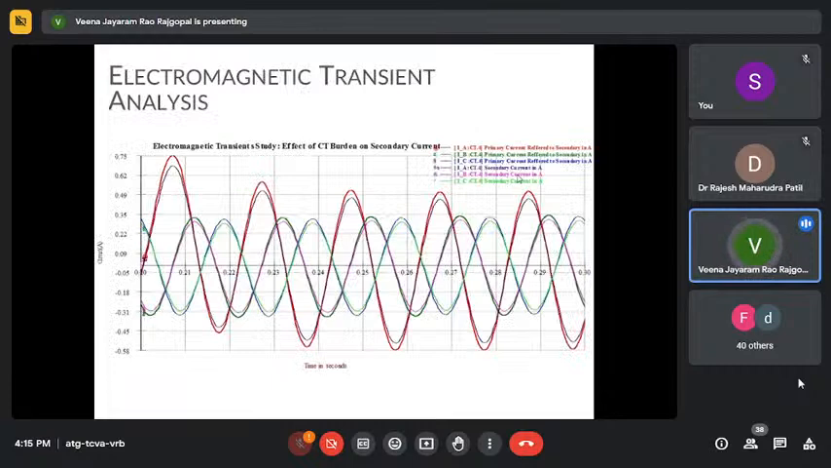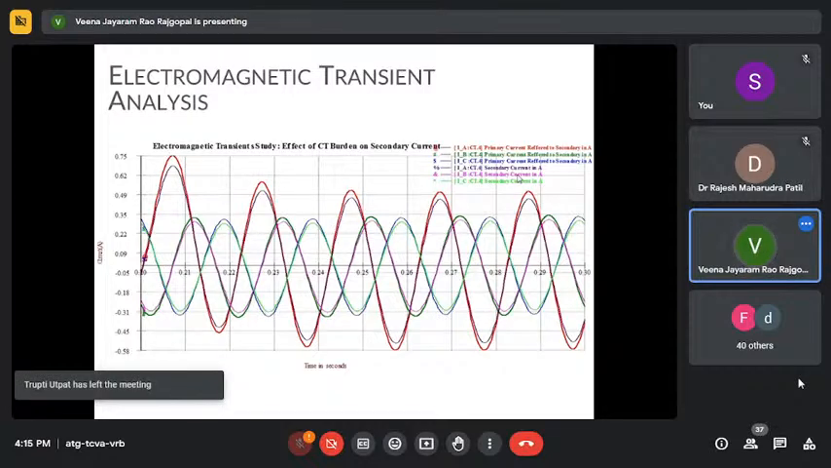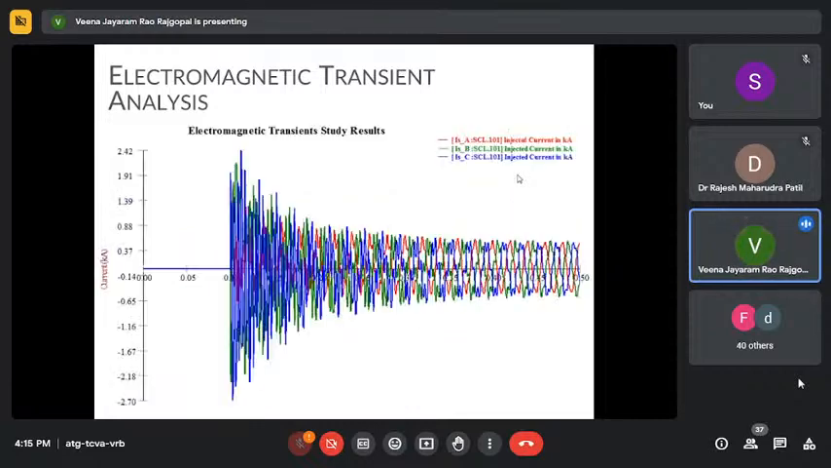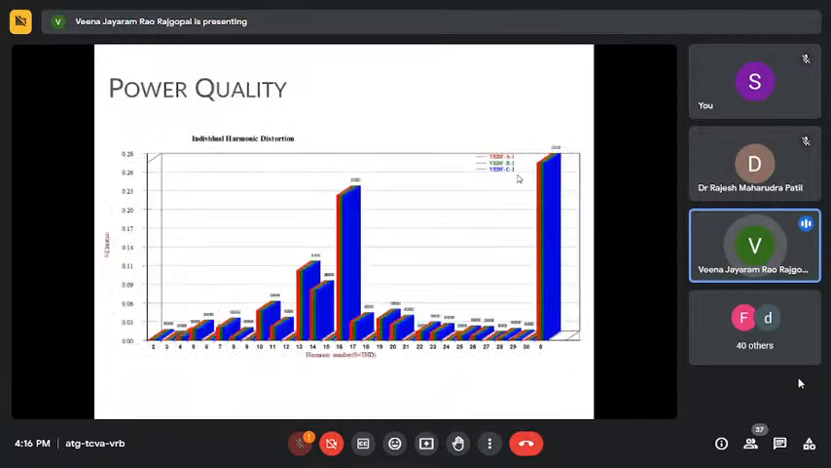Then the electromagnetic transient analysis. This is what I was telling. It is like instantaneous values. So if you see the graph, it will look something like this. In all other graphs, like transient stability, it will be kind of a straight line. As I told you, it's all RMS values. So we have different studies that can be done in the electromagnetic transient analysis: the line energization, magnetizing inrush current, how it happens, and also if you have motor starting, arc flash, those kinds of analysis can be done. So this is one of the results of that.